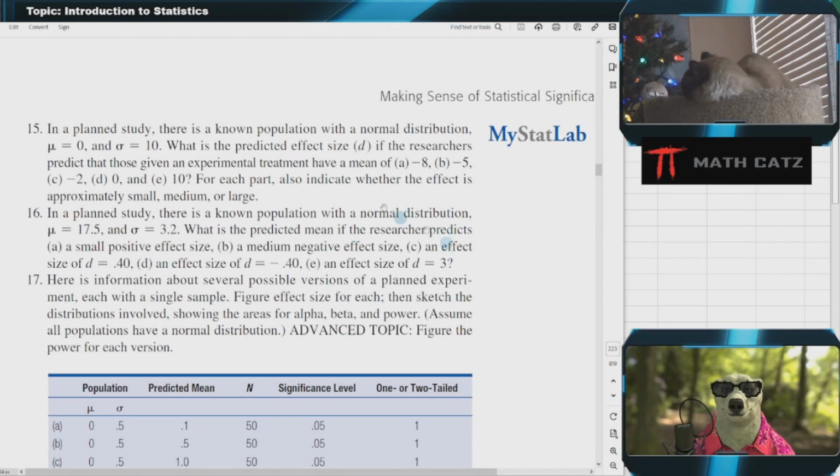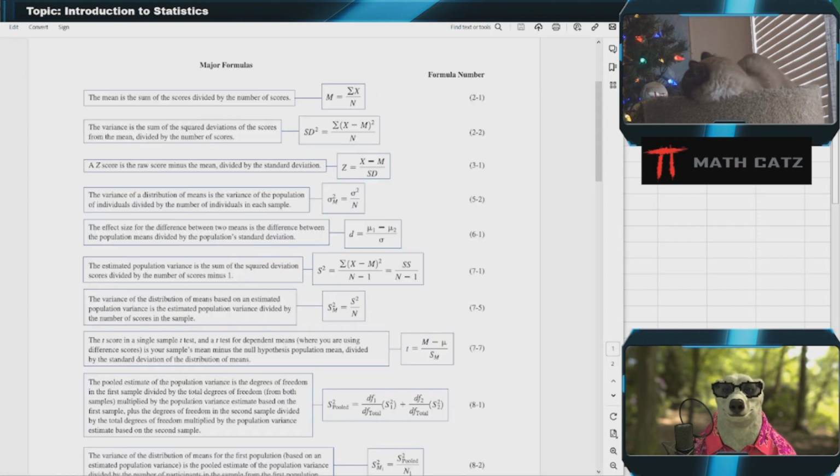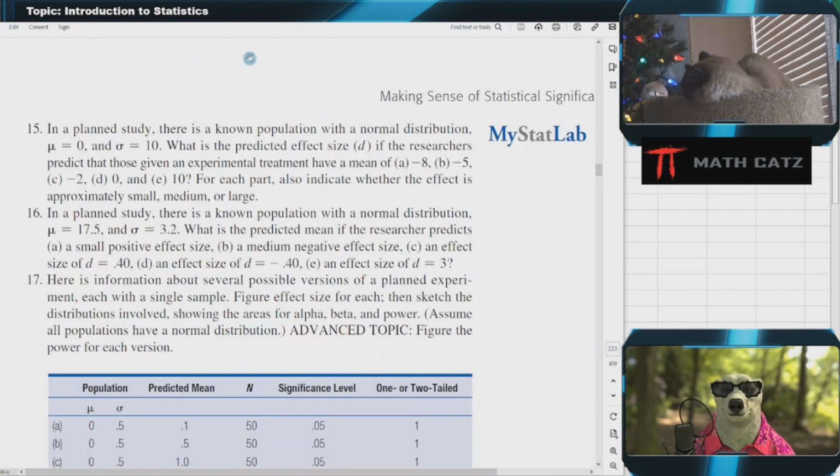So for this, we have to remember, well, what is the formula for effect size? I'll have it here. This is in the same book. We'll mainly use this formula, 6(1), where the effect size is the difference between two means over the standard deviation, giving me an indication or a measure of how significant this treatment is.